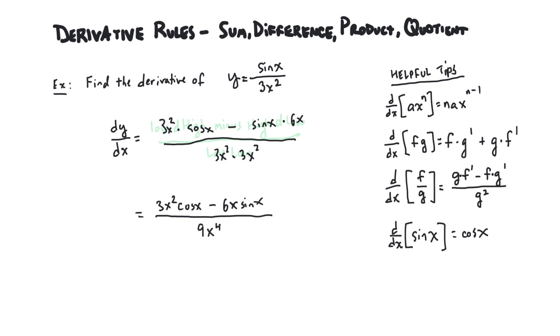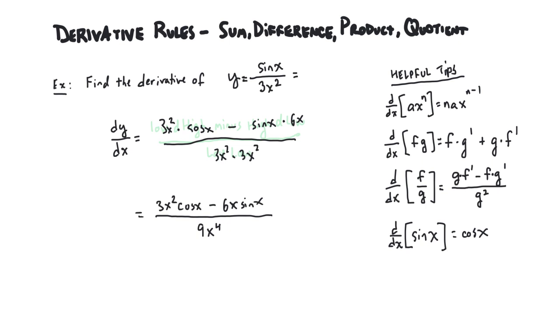You can continue to simplify here if you want to: take 3x squared cosine and divide by 9x to the fourth, and then subtract 6x sine x over 9x to the fourth, though it's not really going to simplify the function a whole lot. Let's look at that example one more time, but this time I'm going to change it up a little bit. What I'm going to do is rewrite the function.